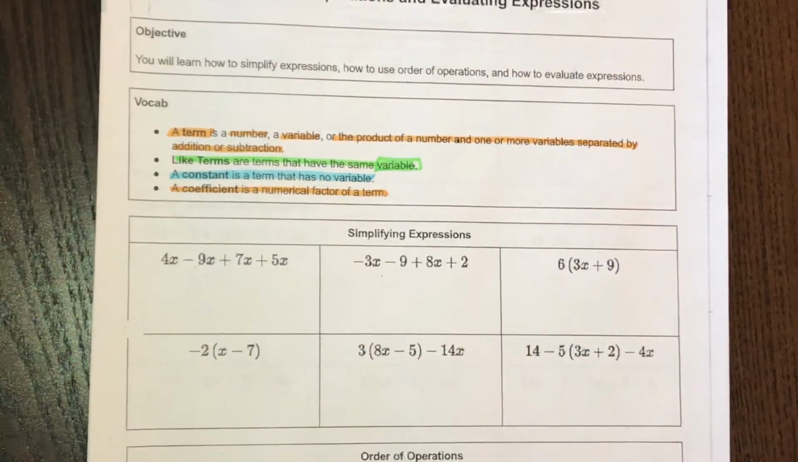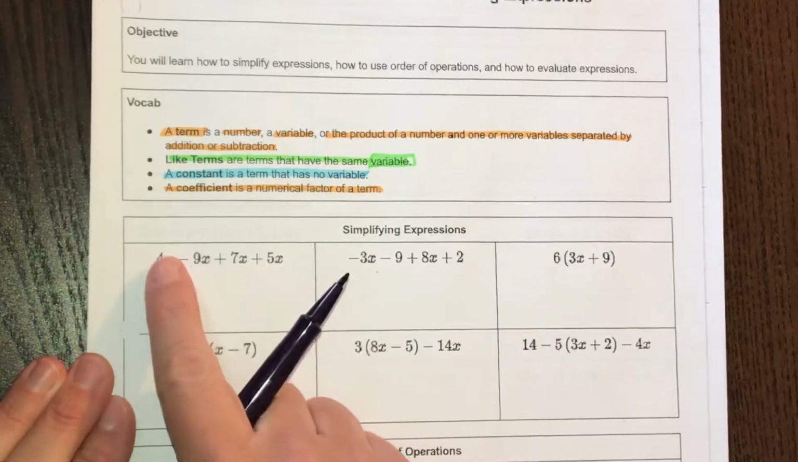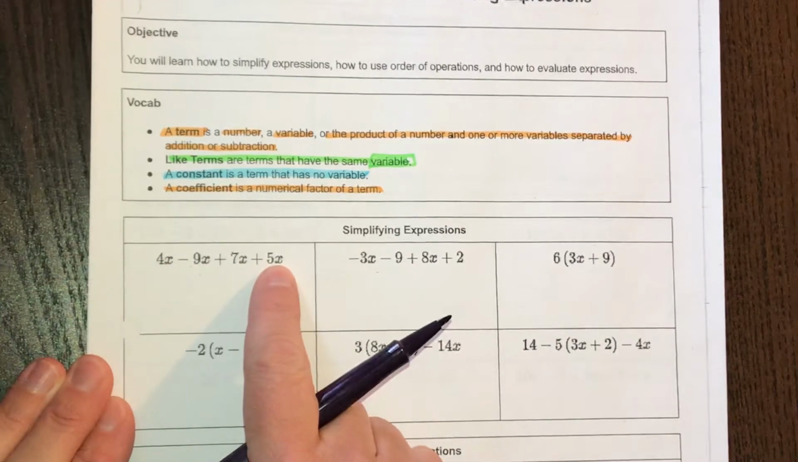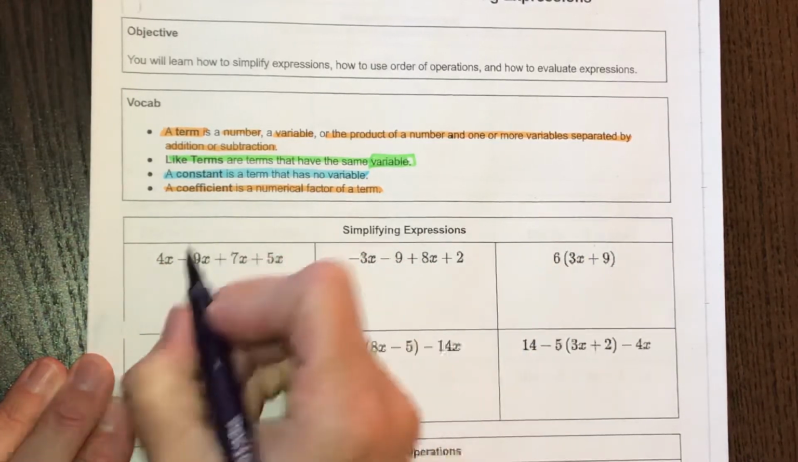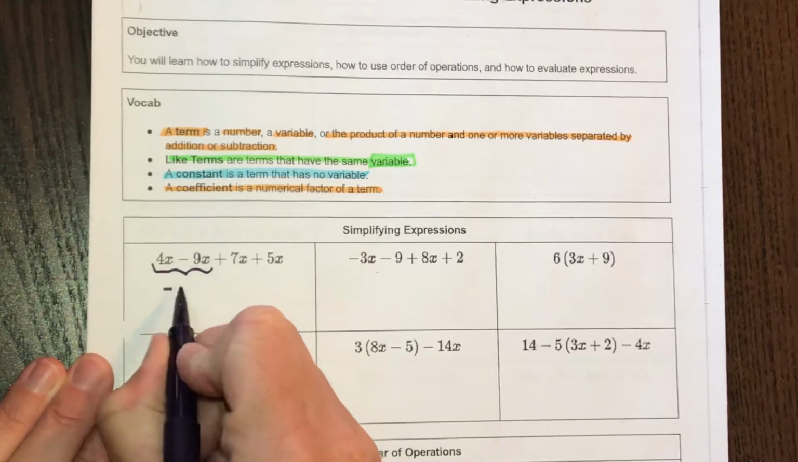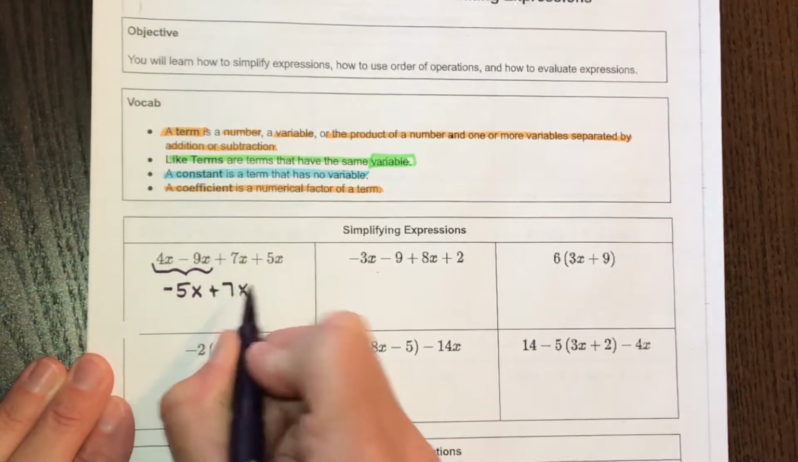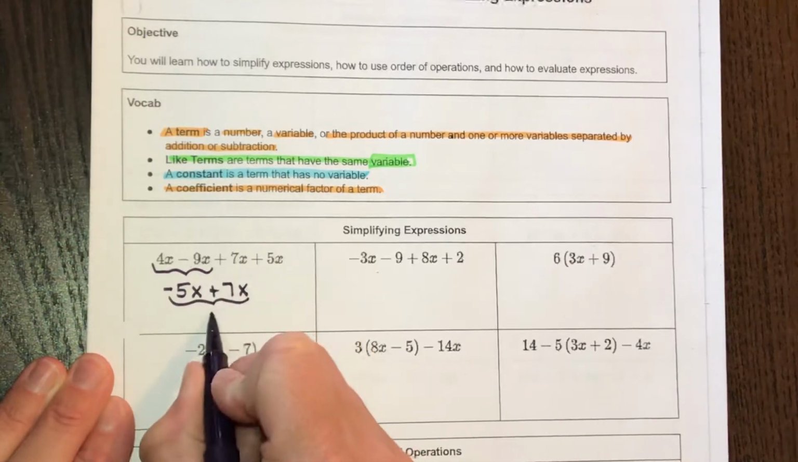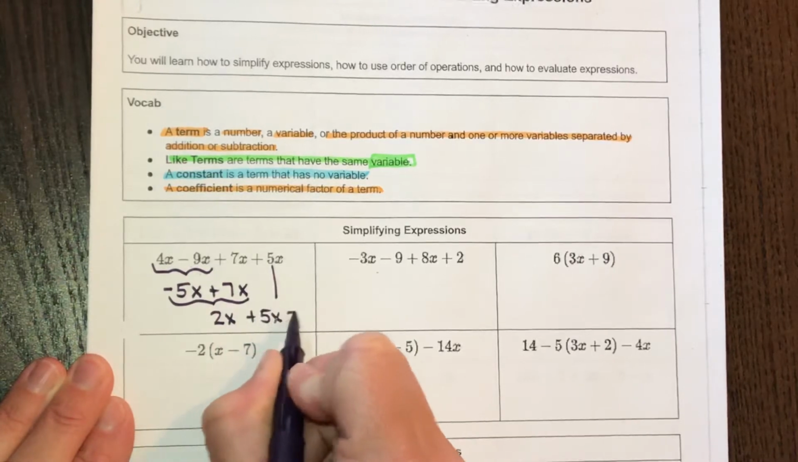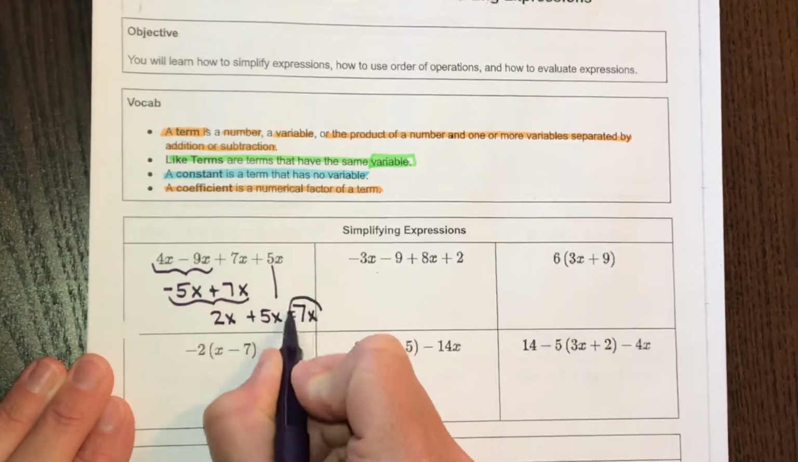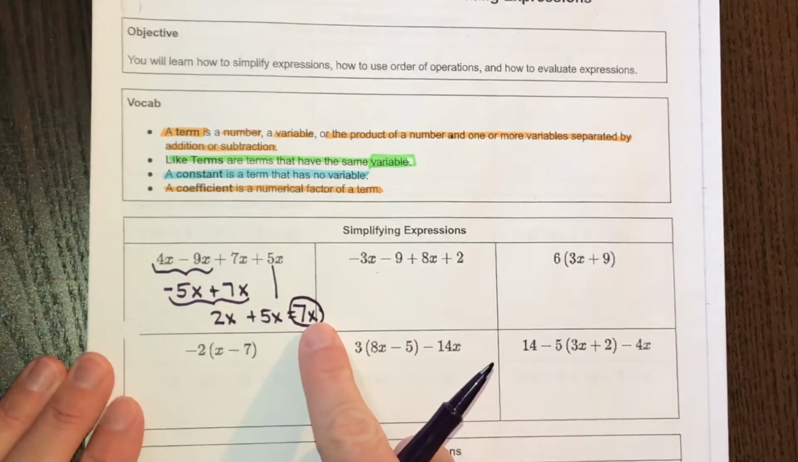In the first example, you'll see that all 4 terms have the same letter. So what we're going to do is just follow what the operations say and combine our numbers together. So 4 minus 9x is going to be negative 5x. Then I'm going to add 7x, which is going to make 2x. And then I'm going to add 5x, which is 7x total. The letter does not change when you add or subtract.